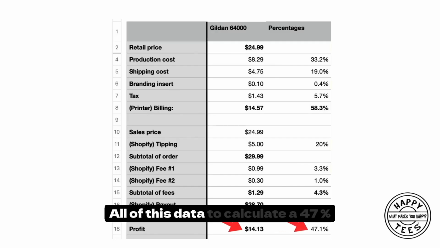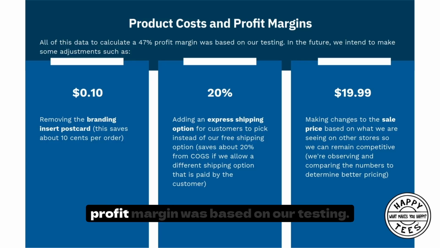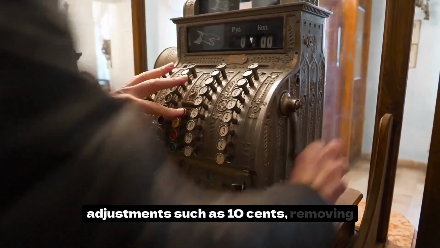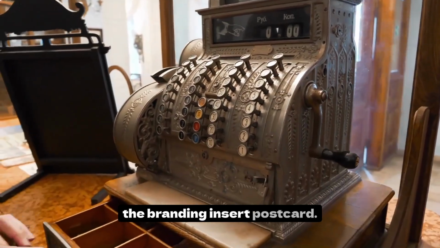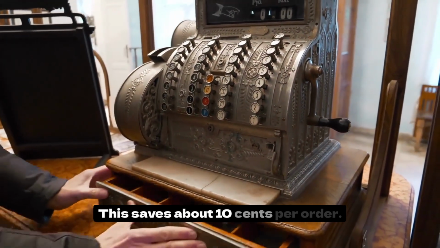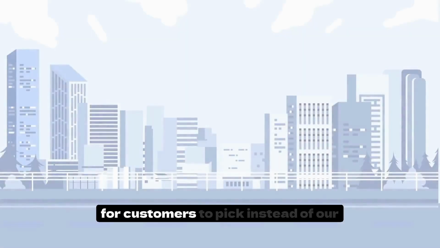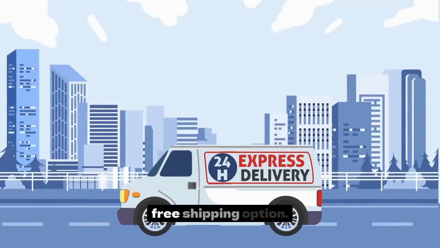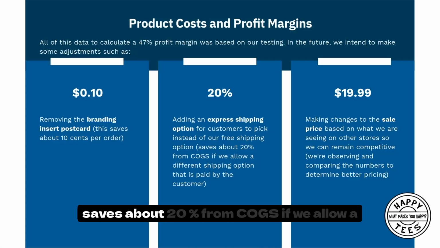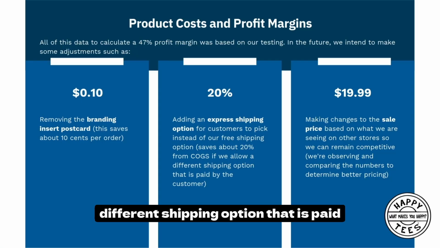All of this data to calculate a 47% profit margin was based on our testing. In the future, we intend to make some adjustments, such as removing the branding insert postcard. This saves about 10 cents per order. Adding an express shipping option for customers to pick instead of our free shipping option saves about 20% from COGS if we allow a different shipping option that is paid by the customer.